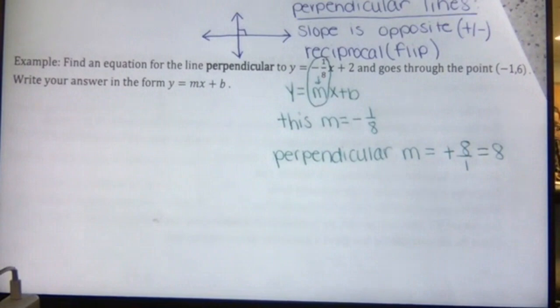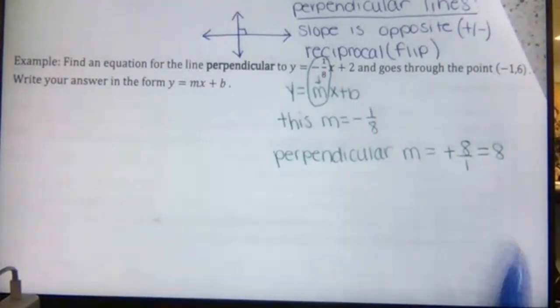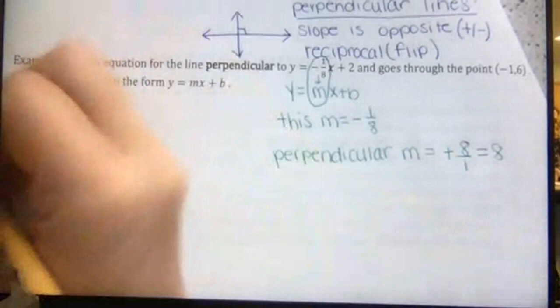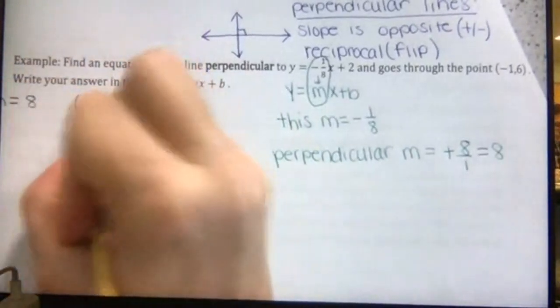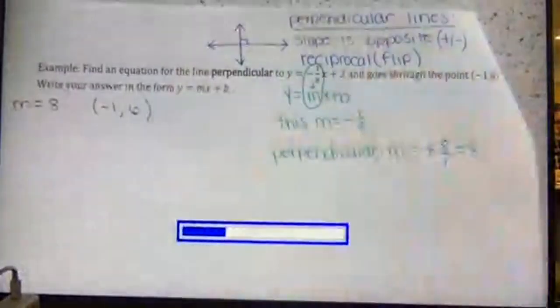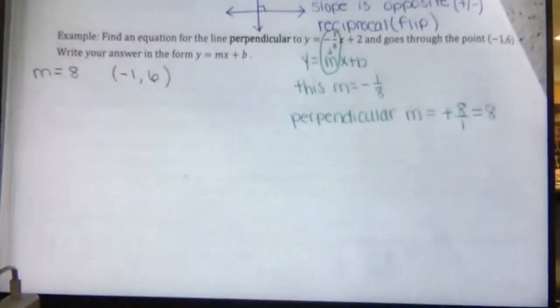Notice, I don't care about the plus 2. The plus 2 is for the original line. I want to have a new line. And the new line we know is going to have a new slope that's 8. So for this problem, we know now our slope is going to be 8. And they give us the point -1, 6. So the slope that we're going to use is 8, and the point we're going to use is -1, 6.